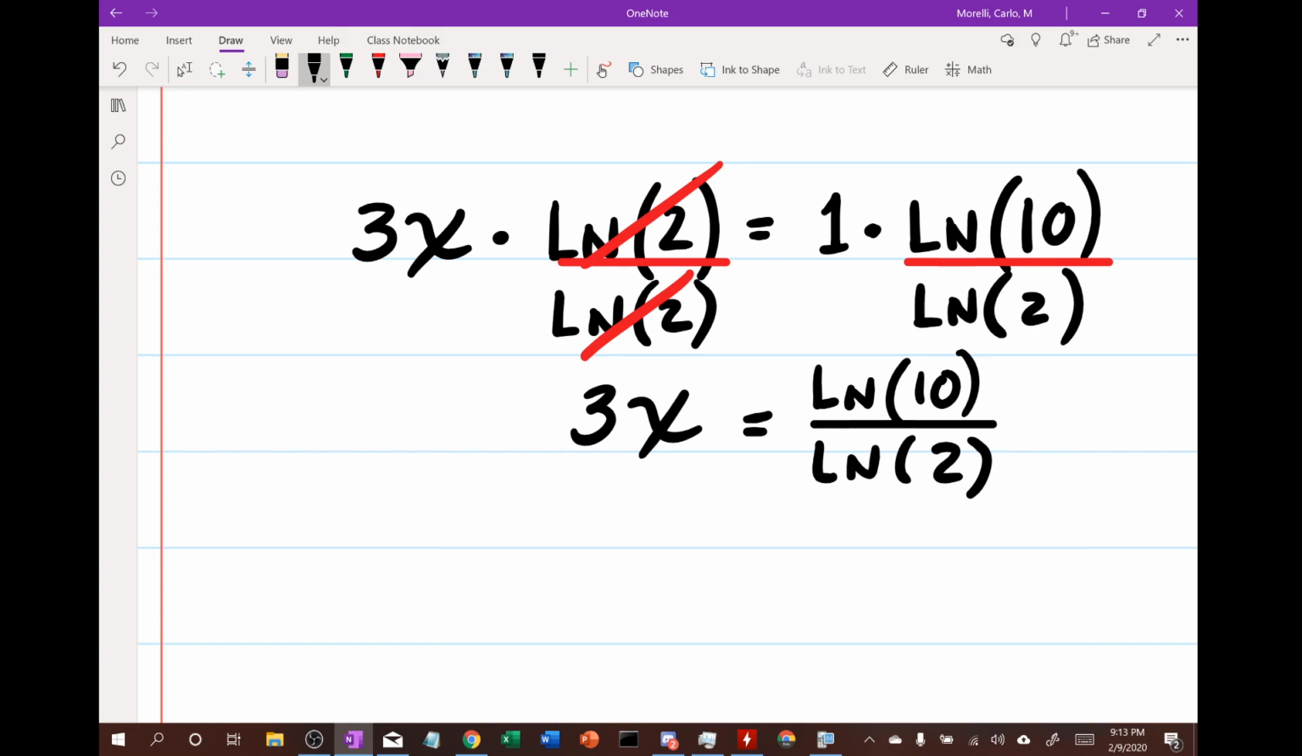Okay, so now if I want to get rid of the 3 in front of the x, what I can do is multiply the entire equation by 1/3. And then we would multiply that 1/3 to both sides of the equation.